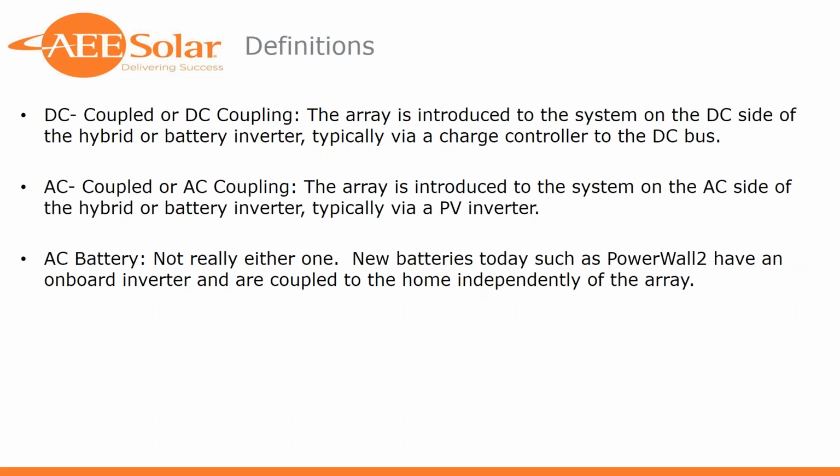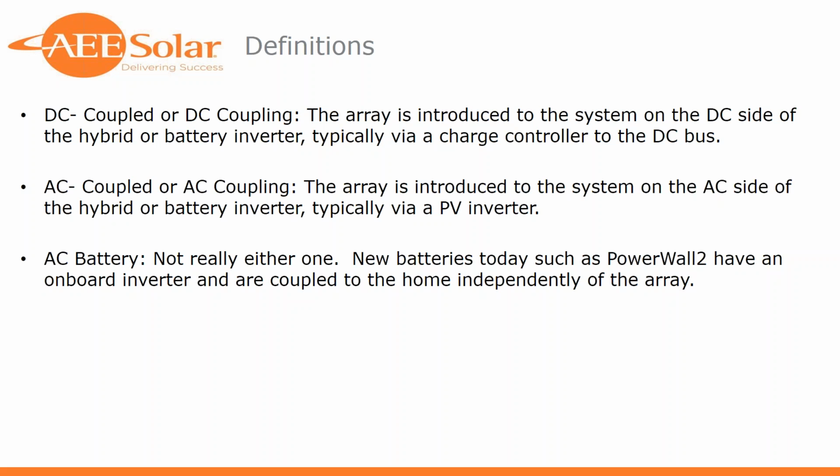Constantly trying to refresh my assumptions on the best way to explain things, and it changes. But again, how I think about this is, where is that wattage introduced towards the battery, towards the system? DC coupled through a charge controller to the DC bus, AC coupled typically through a PV inverter to the AC bus.